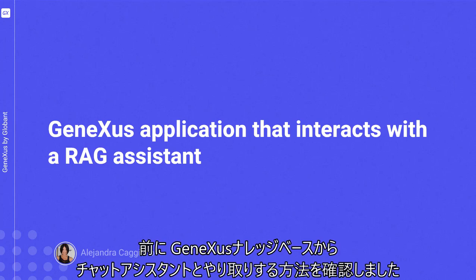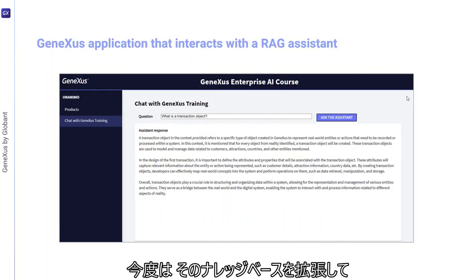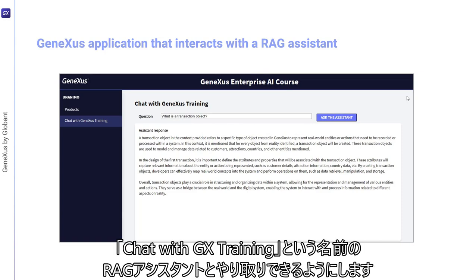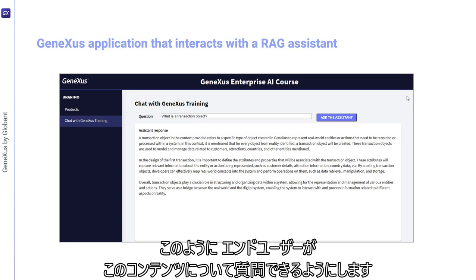We've previously seen how to interact with a chat assistant from a GeneXus knowledge base. We're now going to extend that same knowledge base so that it can also interact with our RAG assistant named Chat with GX Training. This way, we'll enable the end user to ask questions about this content.